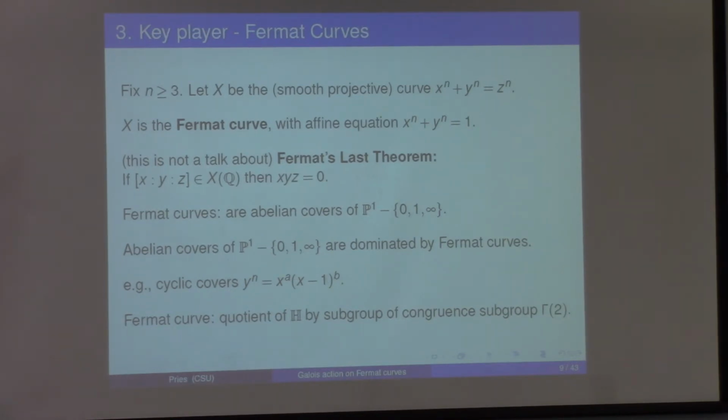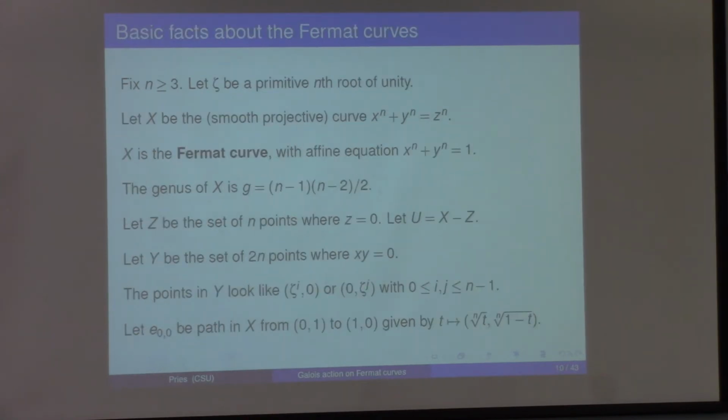Yeah. So these are the Fermat curves. And so lots is known about the Fermat curves. For instance, the genus of the Fermat curve is (n-1)(n-2)/2. And there are certain cusps on the Fermat curve, which are the points where one of the coordinates is 0. For instance, we have this Z, the set of n points where the z coordinate is 0. And we have an affine subset of the Fermat curve where you get rid of those points.